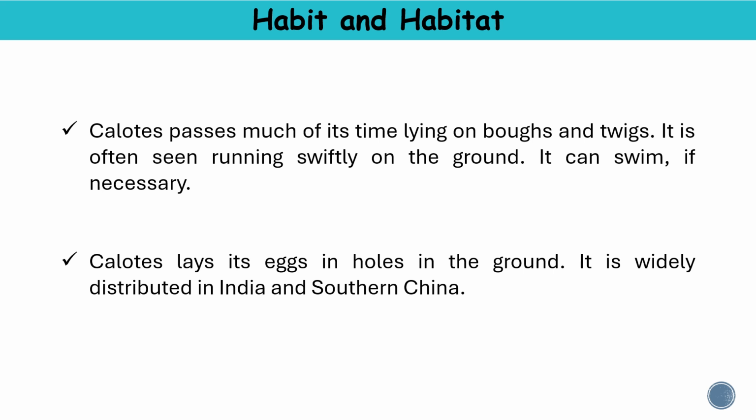Coming to its habit and habitat conditions, Calotes can very commonly be seen lying on twigs, trees and branches. It is often seen running very swiftly on the ground. It can swim if it is necessary. Calotes lays its eggs in holes in the ground. It is widely distributed in India and also in the southern parts of China.